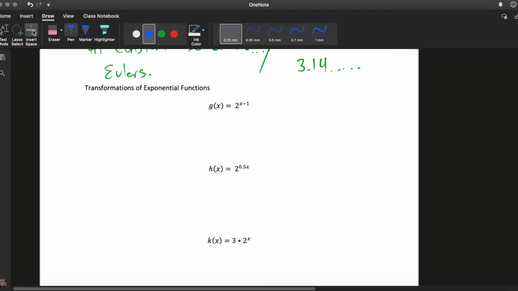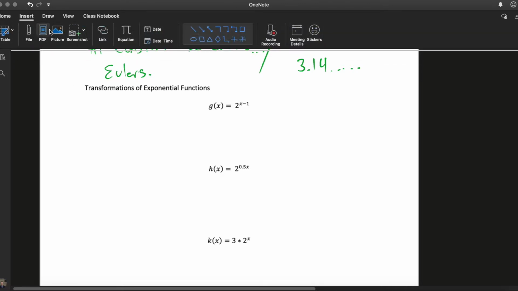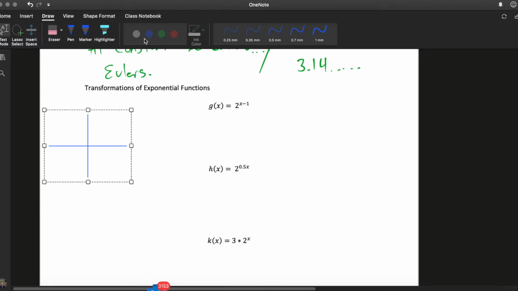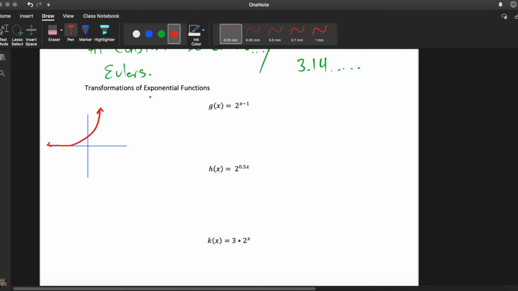If you guys remember what we worked on last time when we were dealing with transformations, right? We were talking about how if it affects just the x or if it affects the whole equation, it's either going to be horizontal or vertical, and so we have the same thing here.